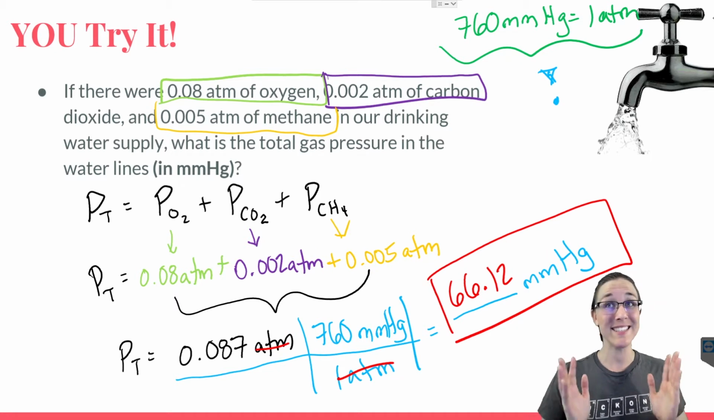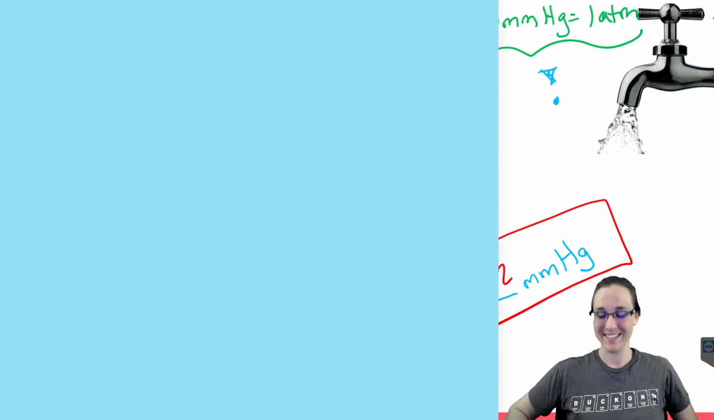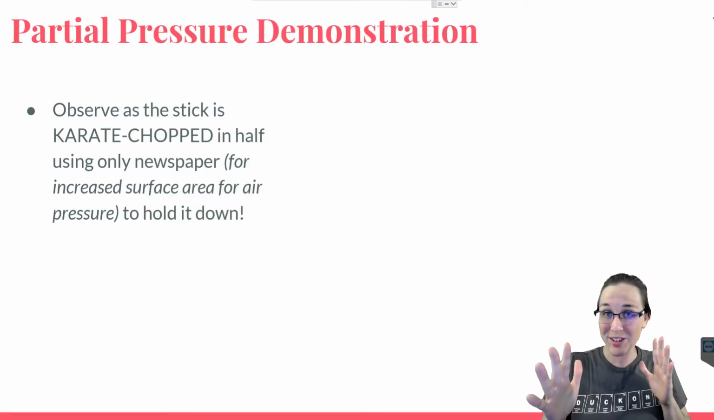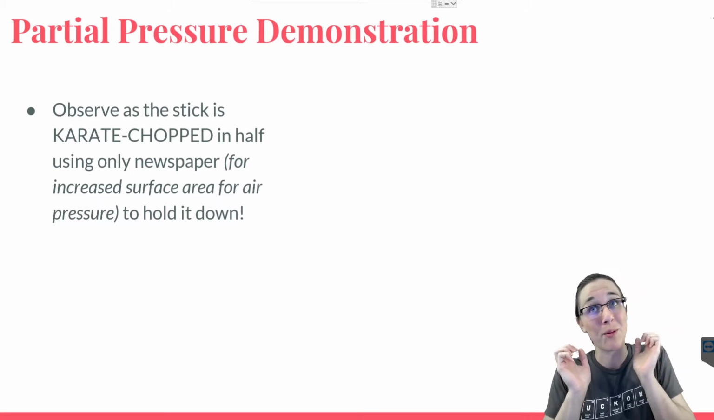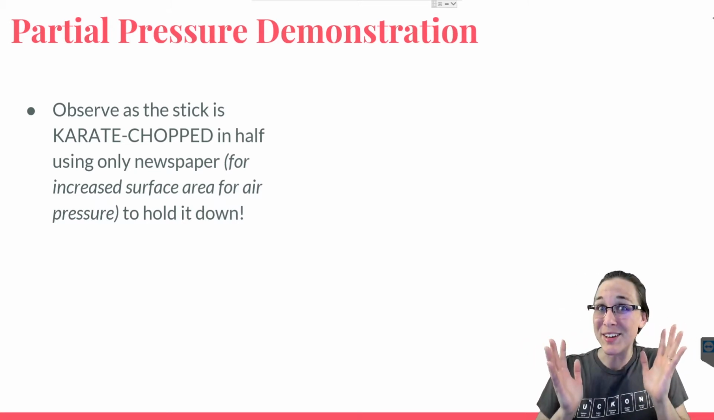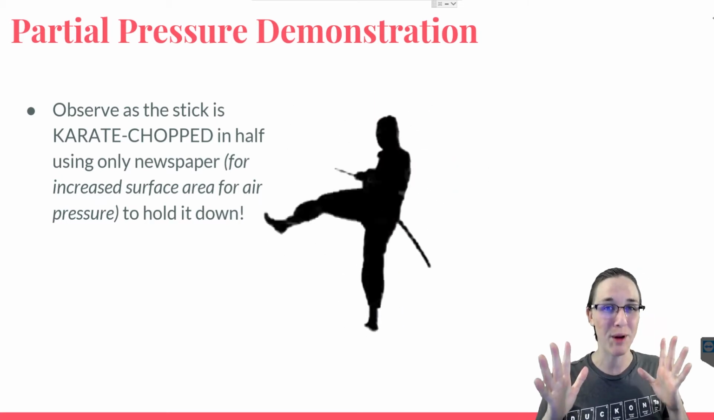All right, so hopefully you got 66.12 millimeters of mercury as your final answer for this calculation. Now, before we level up to the calculation that I showed you at the beginning of the video, where you're only given moles and you have to solve for partial pressure of a gas, let me show you a really kick-butt, ninja-style demonstration of partial pressures.